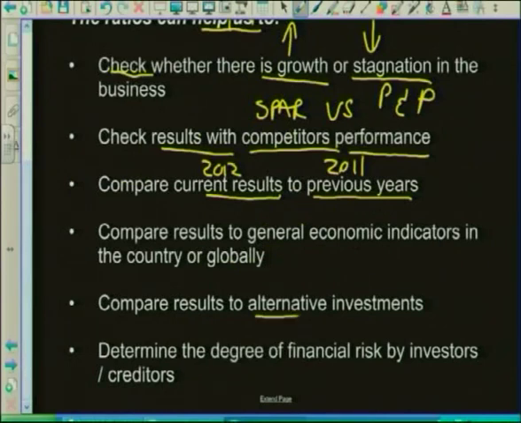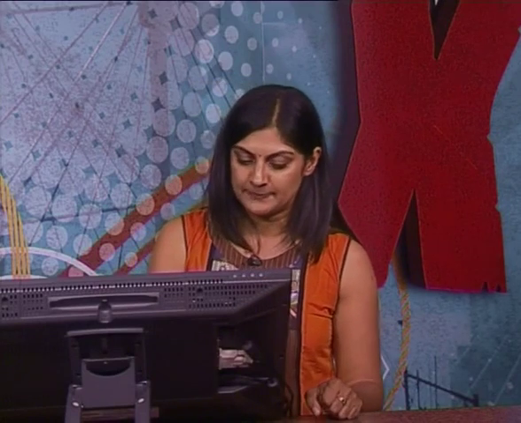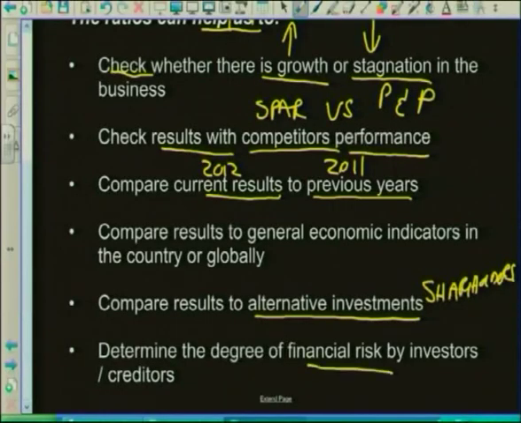Comparing results to alternate investments. Here we're obviously looking at your shareholders. And remember, the shareholder was faced with the decision of, should I invest my money in shares, should I purchase shares, or should I take my money and invest it in a fixed deposit? And then we've got to determine the degree of financial risk by the investors, again your shareholders, as well as by your creditors who maybe gave the business a long-term loan. In other words, what was the risk factor that was involved?